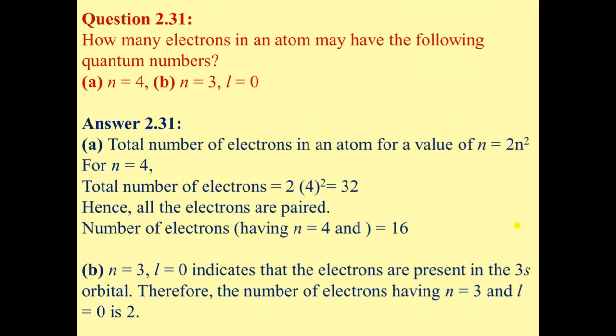That is 16. In the second part, n is equal to 3 and L is equal to 0. This is the third shell, and if L is equal to 0, that means the subshell is S. So here electrons are present in 3s. So the number of electrons having n equal to 3 and L equal to 0 is 2, because in one orbital 2 electrons can be filled.